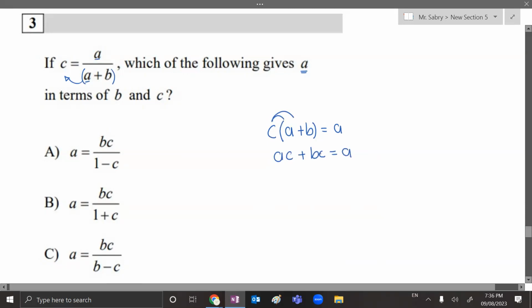I need A alone, so I'll put the parts that have A on one side and the things that don't have A on the other side. The things that have A together: AC minus A equals negative BC. Now A is here and there, so I can take A as a common factor from both and open a bracket. When I take A out of AC, C remains, and when I take it from negative A, negative 1 remains.